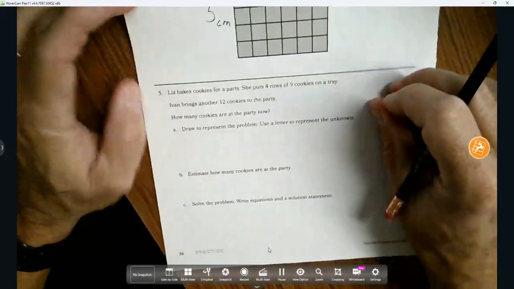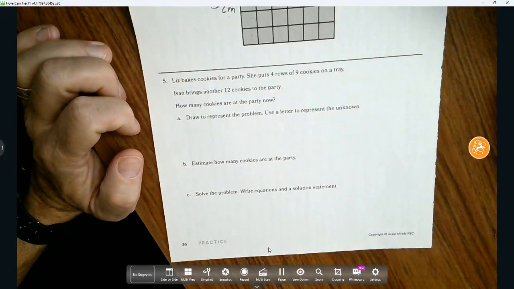All right, number 5 down here. Ooh, that looks like a lot of stuff. Let's see how hard this one is. Liz bakes cookies for a party. Well, that's nice of Liz. She puts 4 rows of 9 cookies on a tray. Ivan brings another 12 cookies to the party.